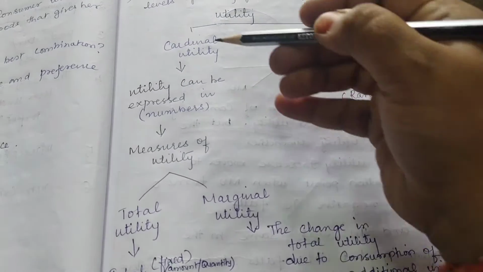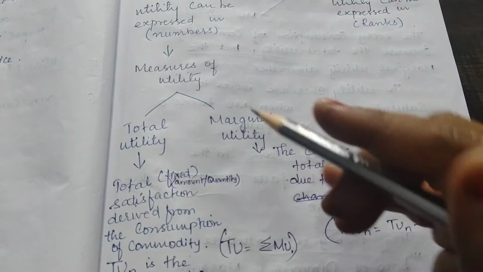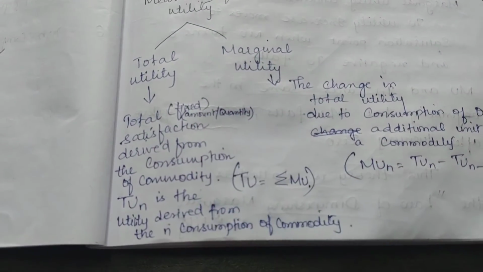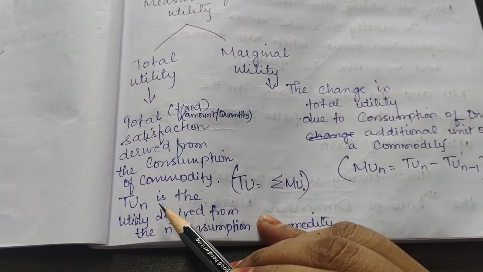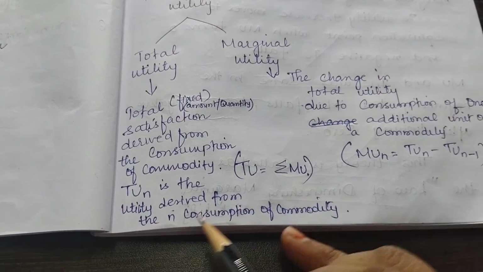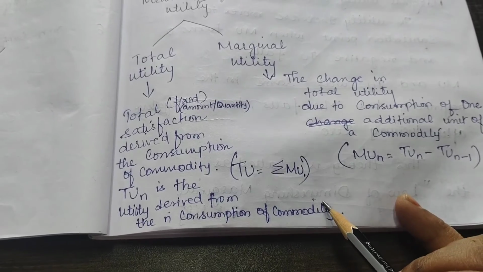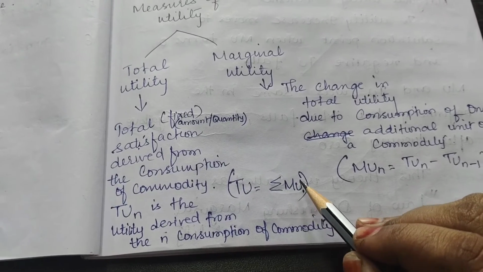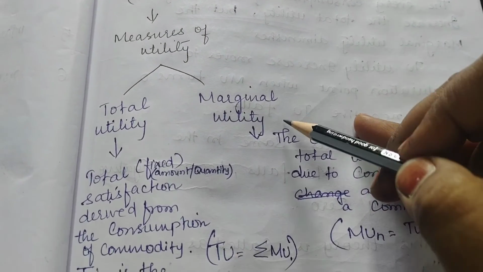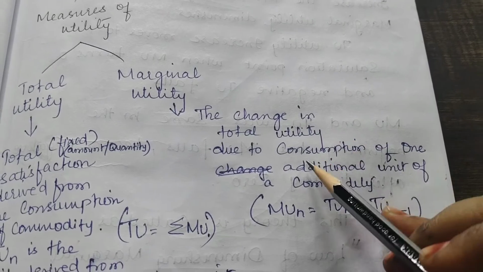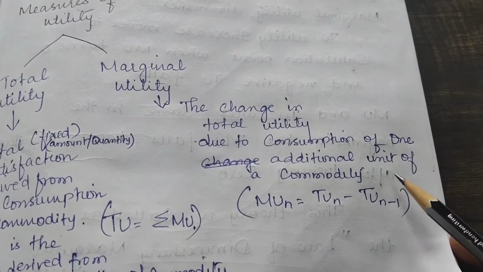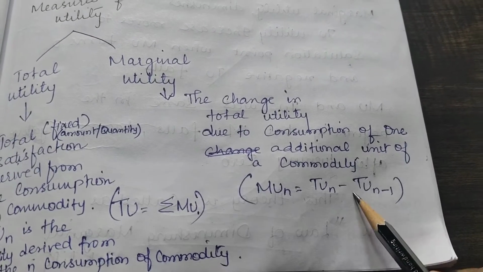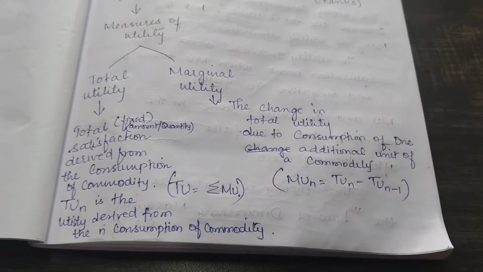So how will we measure utility under the cardinal utility analysis? First we have total utility. Total utility is the total satisfaction derived from the consumption of a commodity. So total utility of N is the utility derived from N units of consumption of the commodity. The formula is TU equals sigma, that is the total of the marginal utility. Meanwhile, marginal utility is the change in total utility due to consumption of one additional unit of the commodity. The formula is MU of N equals TU of N minus TU of N minus 1.